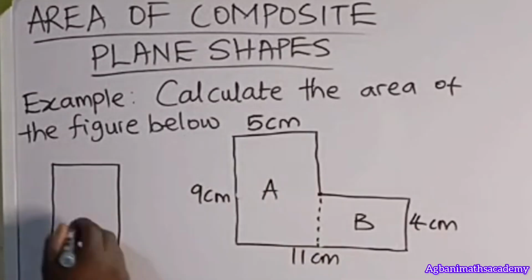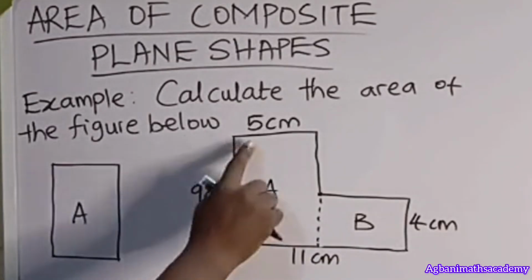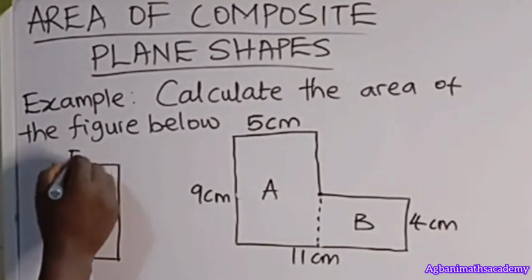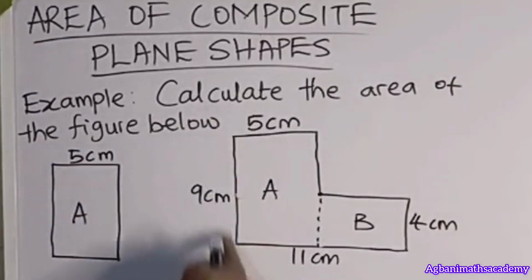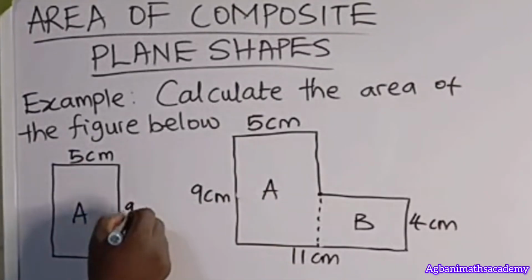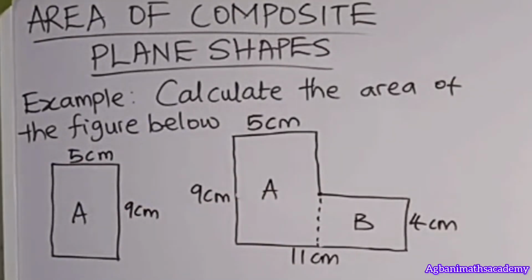This shape A is a rectangle. We can see the width to be 5 centimeter. The length, the longer side, is 9 centimeter. So since it's a rectangle, we can simply calculate the area of the rectangle.